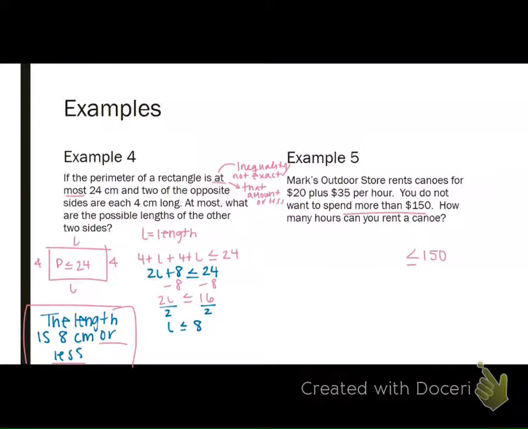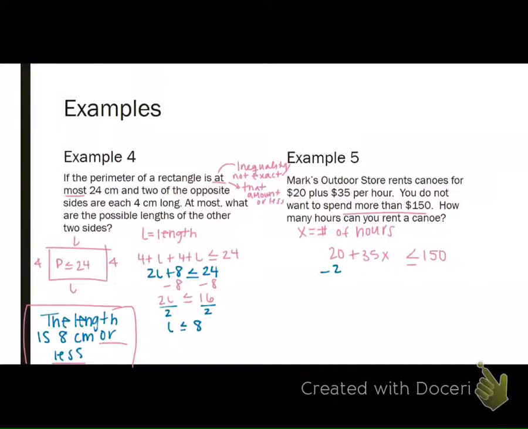Miguel, what is the other side of the expression going to look like if it's $20 plus $35 per hour? Good, 20 plus 35x, where x is the number of hours. Notice I always label my variables. You need to get in that habit. The EOC is going to require that. We do not flip the inequality unless we multiply or divide by a negative.